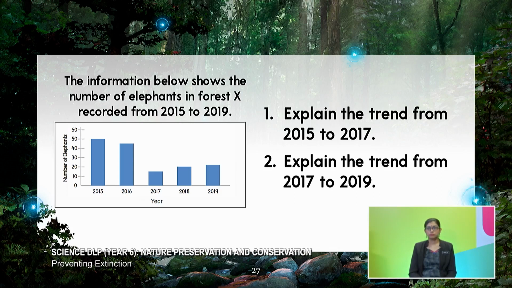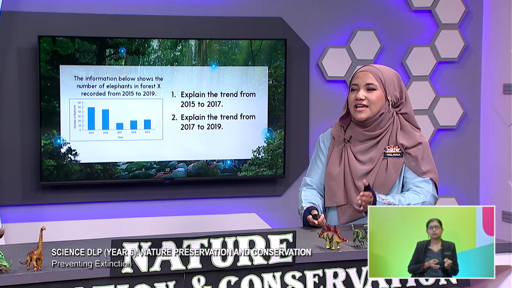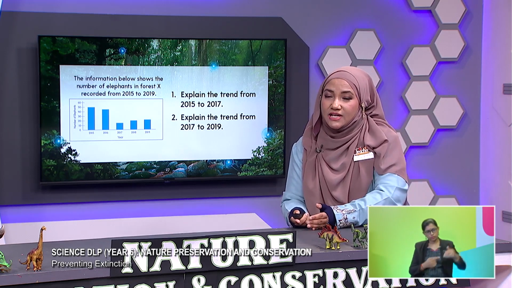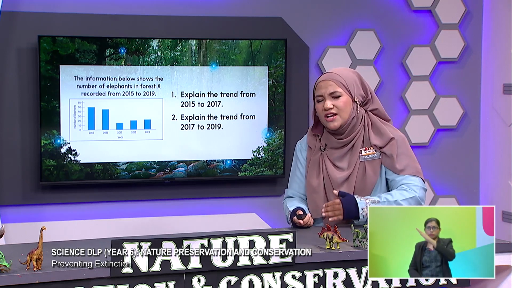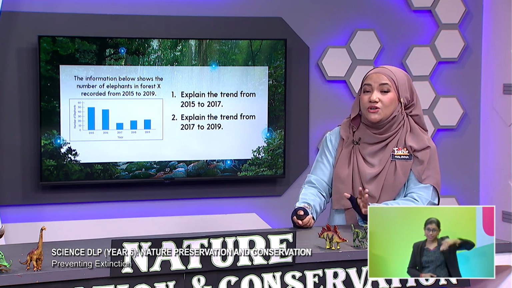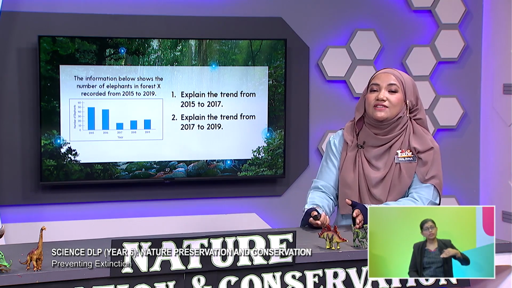Yes. So as you can see from the chart, from 2015 to 2017, the number goes down. It has decreased. Okay. And then from 2017 up to 2019, the numbers are increasing. So now, do you think you will be able to explain why it goes down and then it goes up again? Okay, let's start with decreasing.